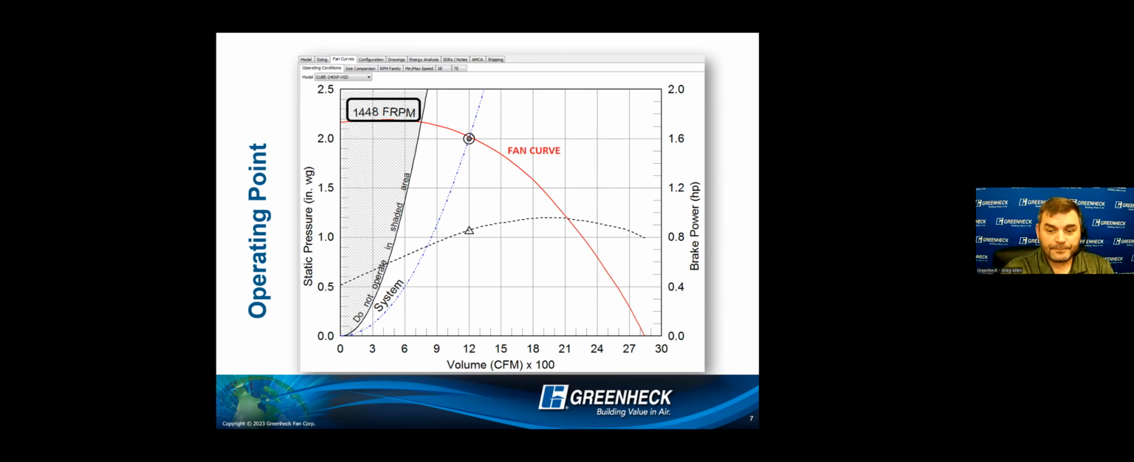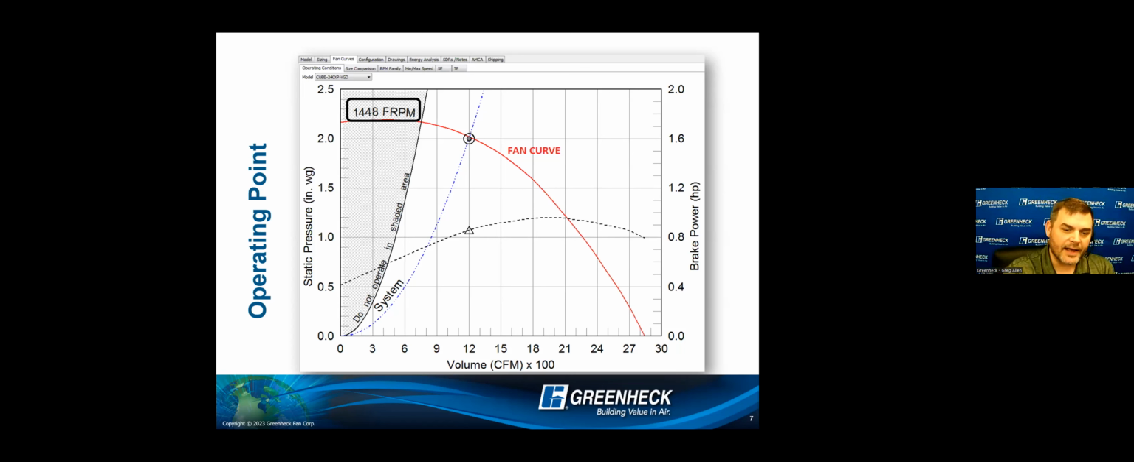All right, so I have my red curve, and as you can see, static pressure versus volume of air, it's an inverse relationship, right? As I move more air, I have to move it against less static pressure. As static pressure in a system starts going up, I move less volume, right? So that relationship holds on that curve.